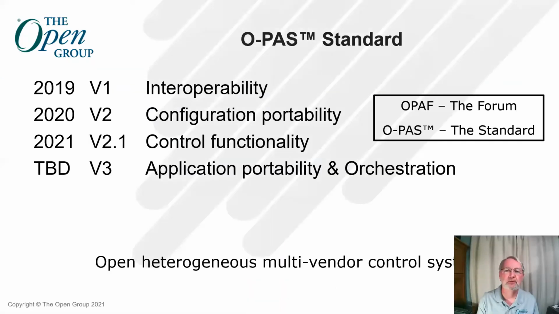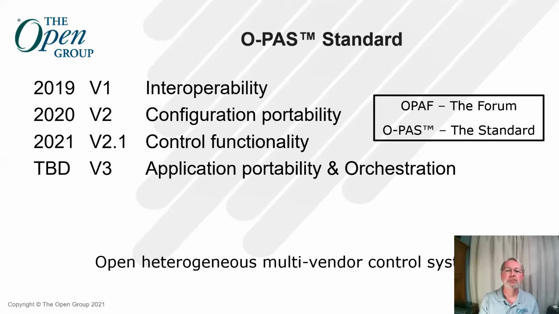The Open Process Automation Forum, OPAF, produces the OPAF standard. This was first released as version 1 in 2019 and focused on interoperability using OPC UA. Version 2 was released a year ago in 2020, and this focused on configuration portability, or the ability to move control strategies between different control systems. Version 2.1 is a continuation of the version 2 release in that it provides configuration portability and control functionality. I'll be discussing most of this in this presentation.